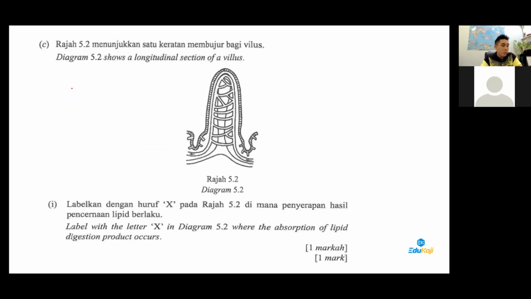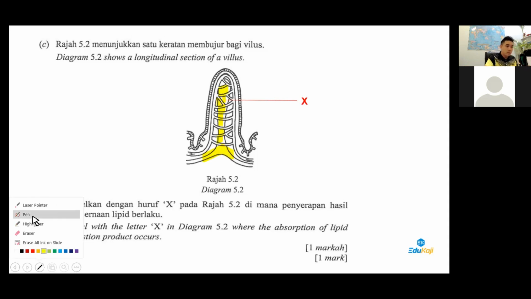Okay, label X, where absorption of lipid occurs. Confirm the lacteal. Guys, if I were to color the lacteal for you to see, it's yellow in color. This is what we call the lacteal. So just label. Okay, next.